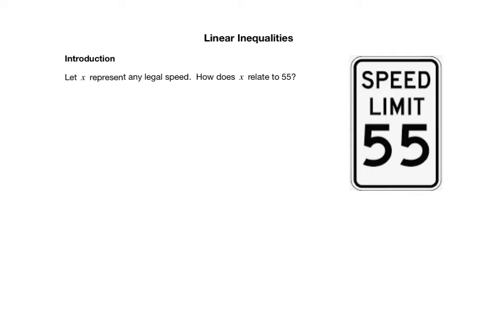So let X represent any legal speed. We want to write a comparison between X and 55. So we've got X and we've got 55. How do they relate to each other? If X is any legal speed, does it mean that X has to be 55? Is that the only legal speed? No, 55 is a legal speed, but it's not the only one.